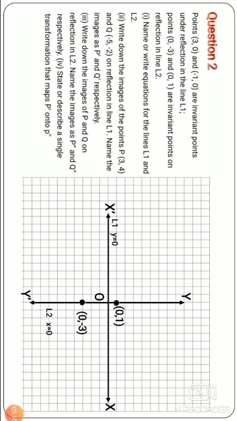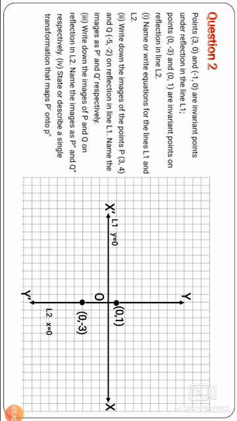So this is my L2, and the equation of this y-axis is given by x equals 0 from your coordinate geometry class 9. Now we have already covered the first question. Now let us see what question 2 is saying. Question 2 says, write down the images of point P (3, 4) and Q (-5, -2).